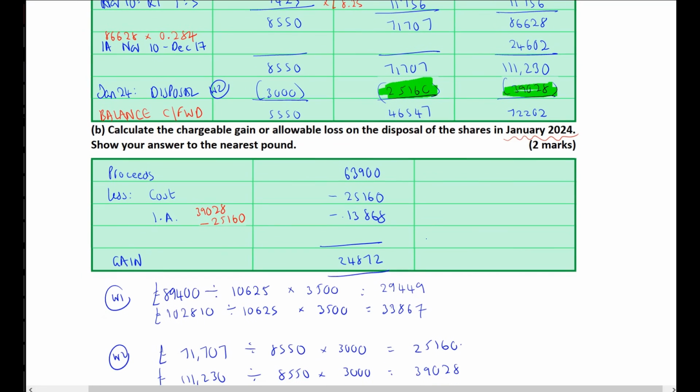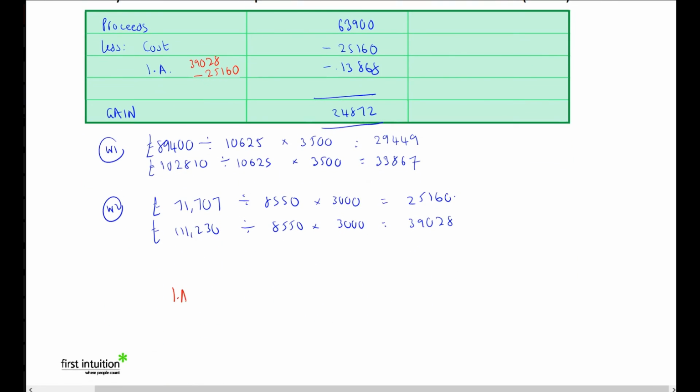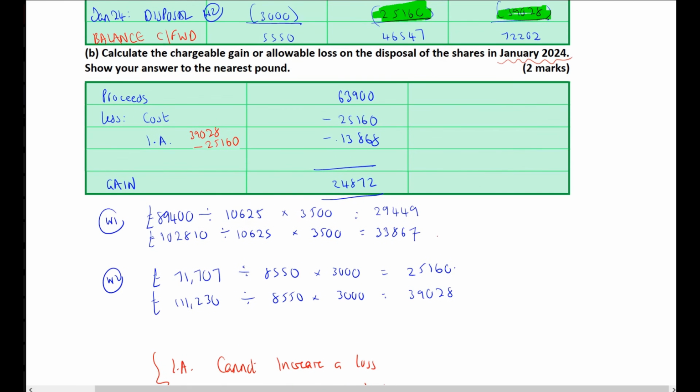And the reason I prefer that layout is simply because of the rules about indexation allowance. Indexation cannot increase a loss. Indexation allowance also cannot create a loss. And I suppose I just feel that if the indexation and the cost are all muddled into one heading, then I end up with a loss at the end. How do I even know if that loss is due to the cost, or if that loss has been caused by the indexation? So I prefer to split them.